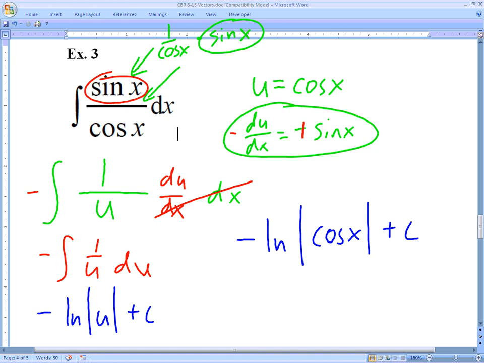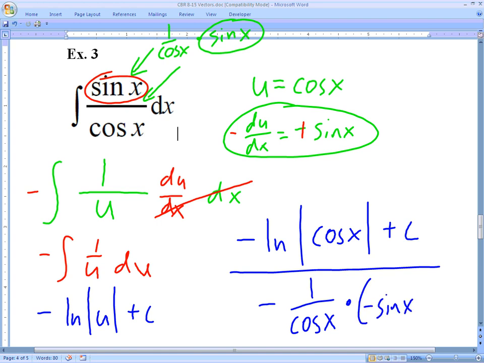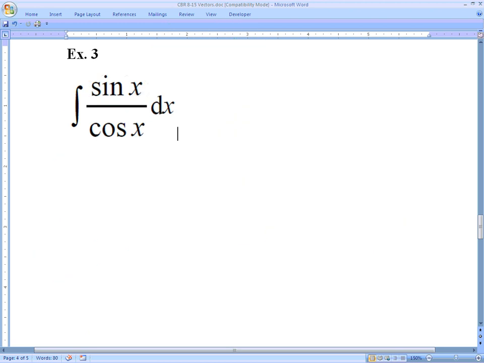And again, we could check that. We have negative, and natural log of cosine becomes 1 over that stuff times the derivative of that stuff, and the derivative of cosine would be negative sine of x. The two negatives cancel out. We can write them right on top of each other, so that is sine of x over cosine of x, which is what we started with, and that worked out great.